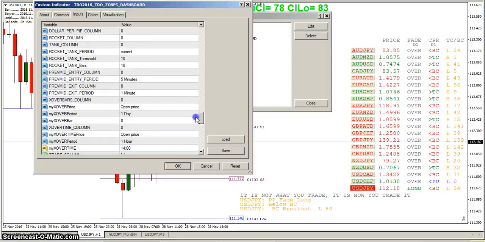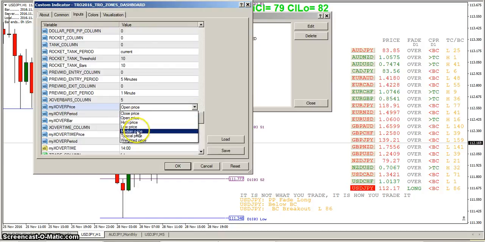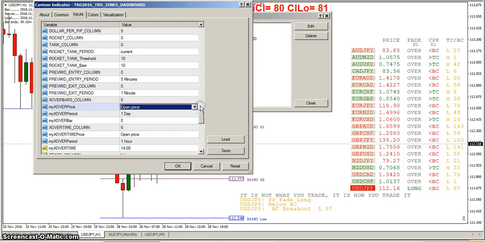We come down, and I've added crossover bars column and crossover time. So let's just put this in column 5, and we can put this in column 6. Now, crossover period here is the day. The price is the open price. You can see here you got the open, high, low, median, which is the midpoint. Typical, that's the pivot. And the weighted price is open plus high plus low plus close divided by 4. That's what they call the weighted price.